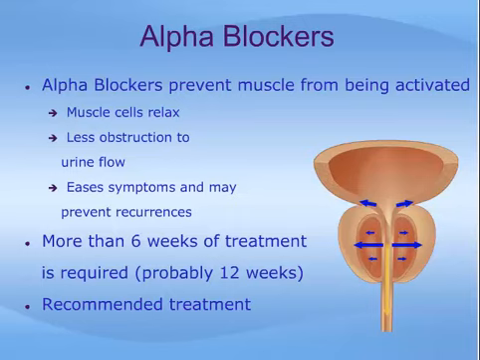Prostate muscle fibers are activated when certain chemicals trigger what are called alpha receptors on the muscle cells. These alpha receptors can be blocked by medications to prevent them from being activated, and this causes the prostate muscle fibers to relax, loosening their grip around the urethra, easing urinary symptoms, and possibly helping to prevent recurrent episodes of prostatitis. For patients with CP-CPPS, more than 6 weeks of treatment with these medications, probably 12 weeks, seems to be necessary to have a beneficial effect, and this is being studied in large clinical trials.